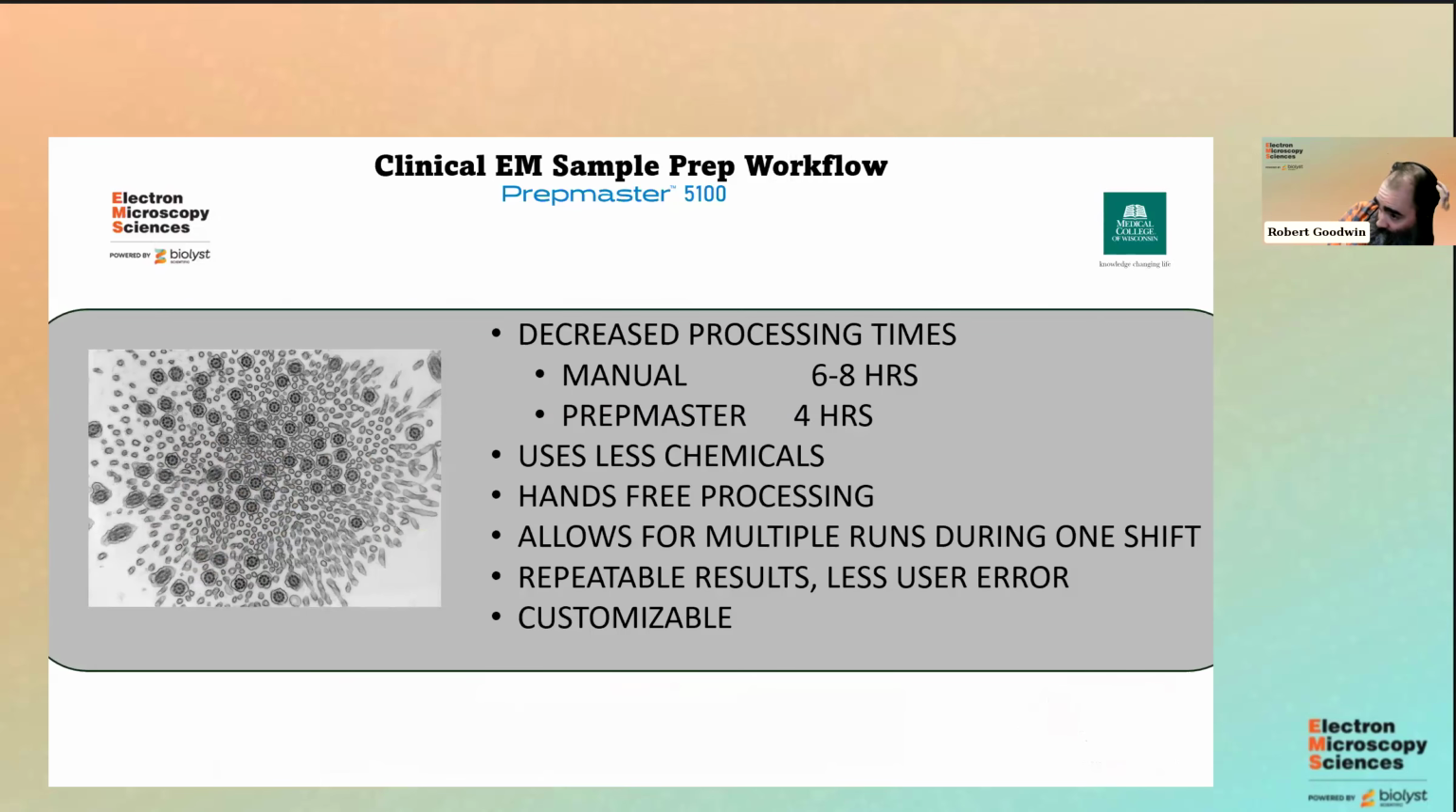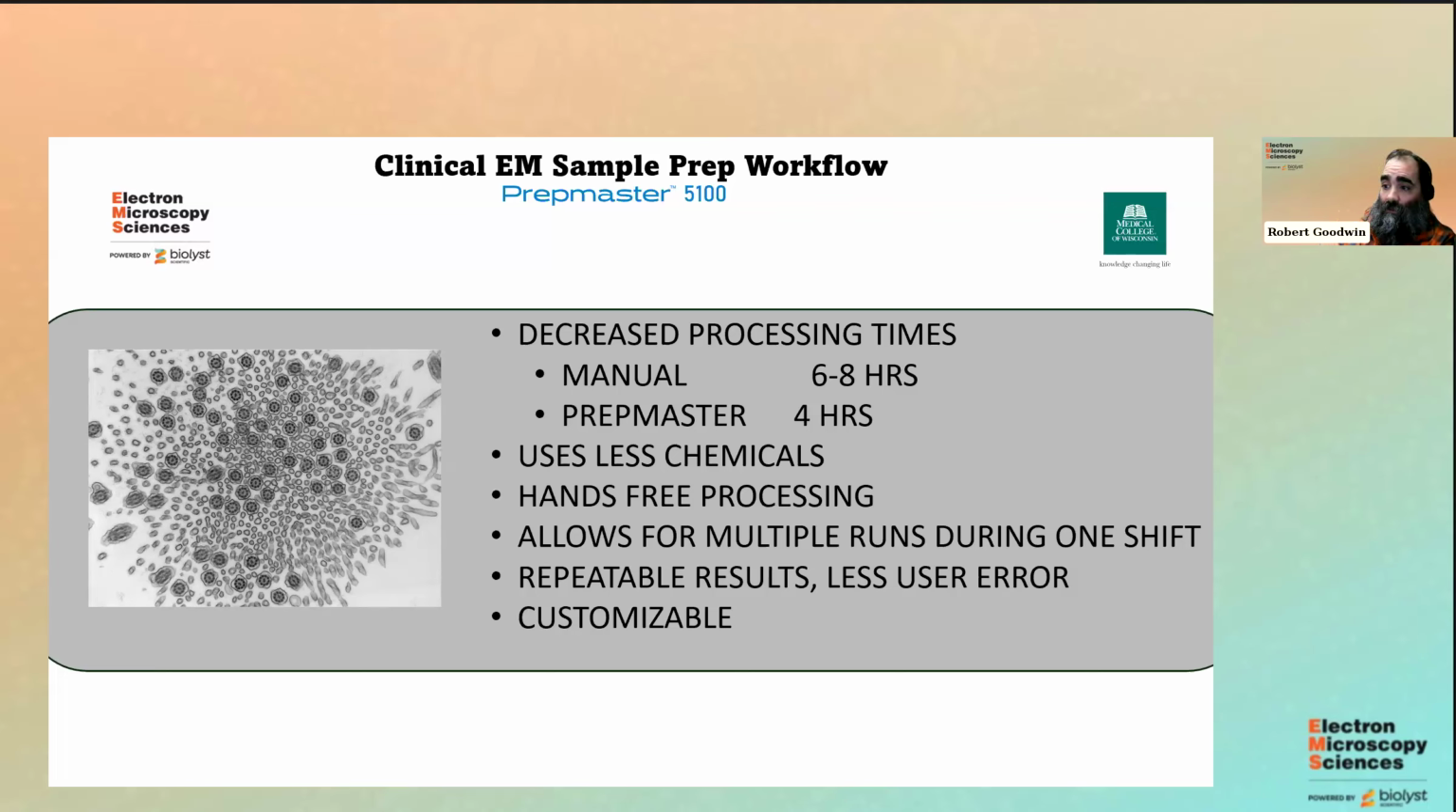So the biggest advantages of this is decreased processing times. We've gone from 6 to 8 hours to less than 4 hours. It uses a lot less chemicals as well. Instead of using 1 to 2 milliliters per sample, you're using microliters. One of the other big advantages was that I can set this up in the morning and it frees me to go and do other things while this is processing. And it's relatively mistake free.